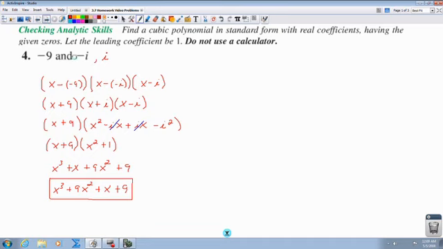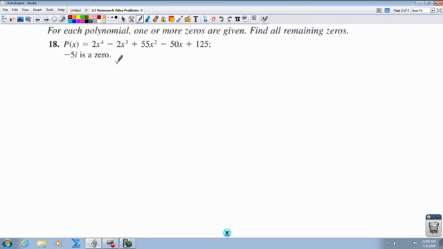Now we're going to move on to problem number 18. For each polynomial, one or more zeros are given. Find all the remaining zeros. Looks like they're giving us negative 5i as a 0. So we're going to take negative 5i and synthetically divide it into the polynomial p of x, where the coefficients are 2, negative 2, 55, negative 50, and 125.